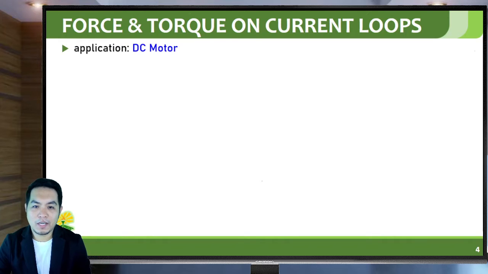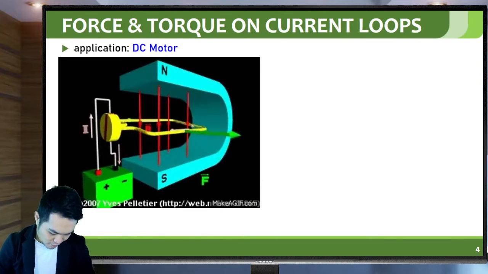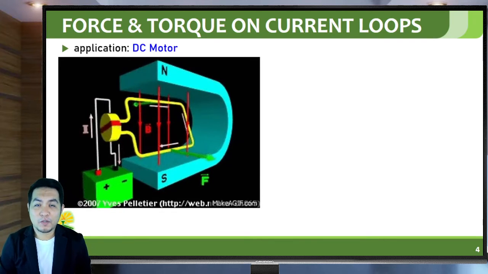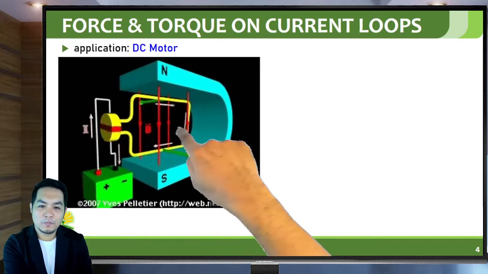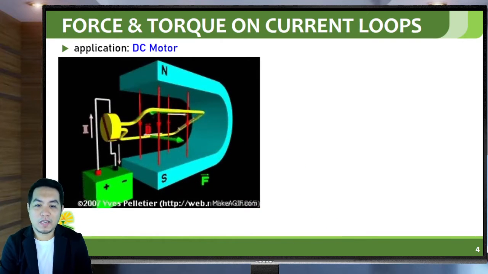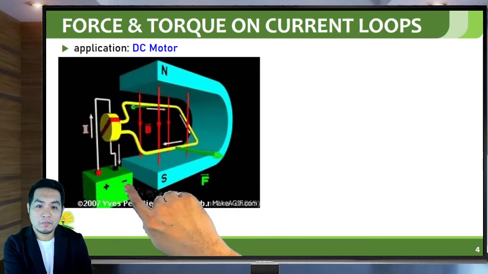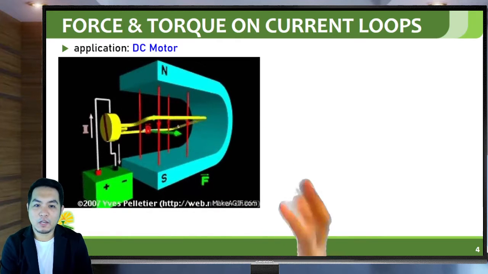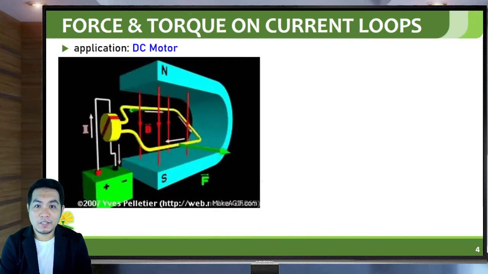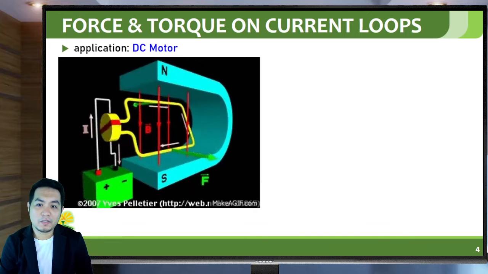One application of torque on current loops is the DC motor. This is actually the heart of every machine. Your car, your motorcycle, your electric fan, any motor has this principle. It's a current loop exposed to a magnetic field, or a current loop and a magnet essentially creates a motor. You usually supply the current in the current loop with a battery. You connect it to the battery, there's current flowing through the loop, you place a magnet there, and then the loop will turn. This is connected to your engine, the engine will turn, and your engine is connected to your wheels or your fan, and the fan will also turn. So basically, the motor.